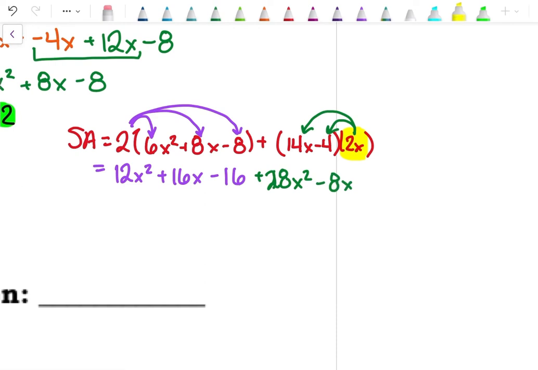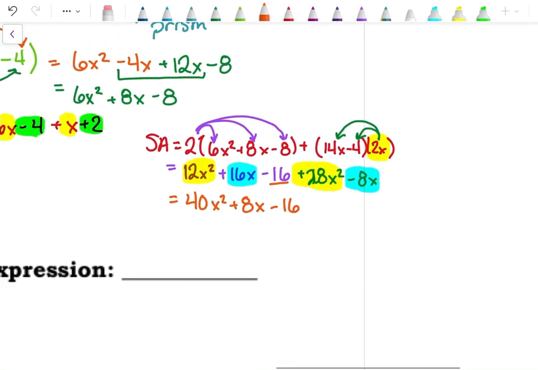Next thing I need to do, combine like terms. I've got 12x squared plus 28x squared, which is 40x squared. Then we have 16x minus 8x. That is going to be 8x. And then we have the minus 16 that didn't have anything to combine with. So this is my surface area in terms of x.